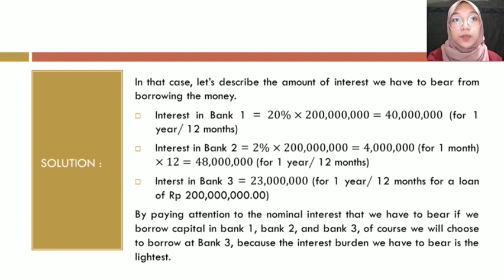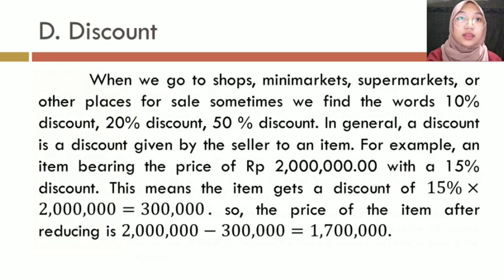And then interest in bank 3 is 23 million for 1 year or 12 months for a loan of 200 million rupiah. By paying attention to the nominal interest that we have to bear if we borrow capital in bank number 1, bank number 2, and bank number 3, of course we will choose to borrow at bank number 3 because the interest burden we have to bear is the lightest.